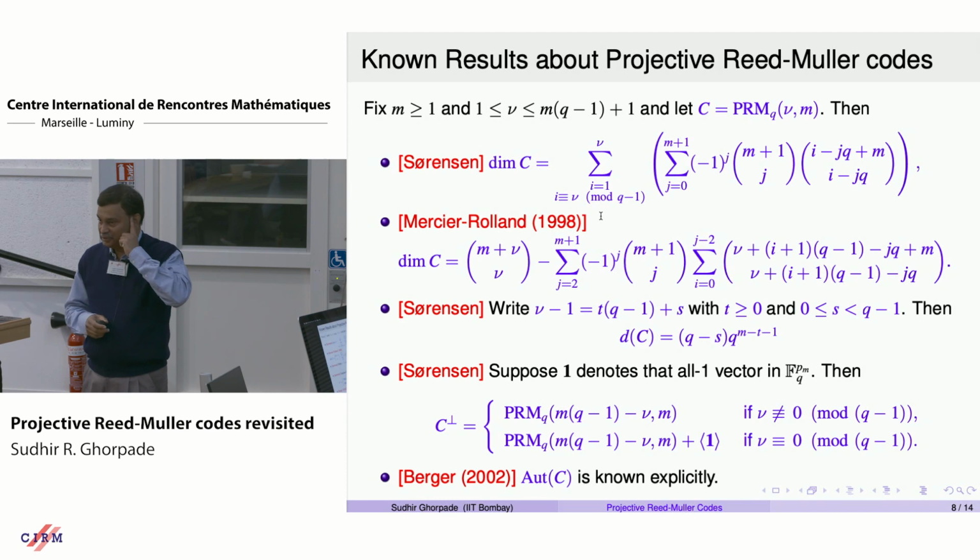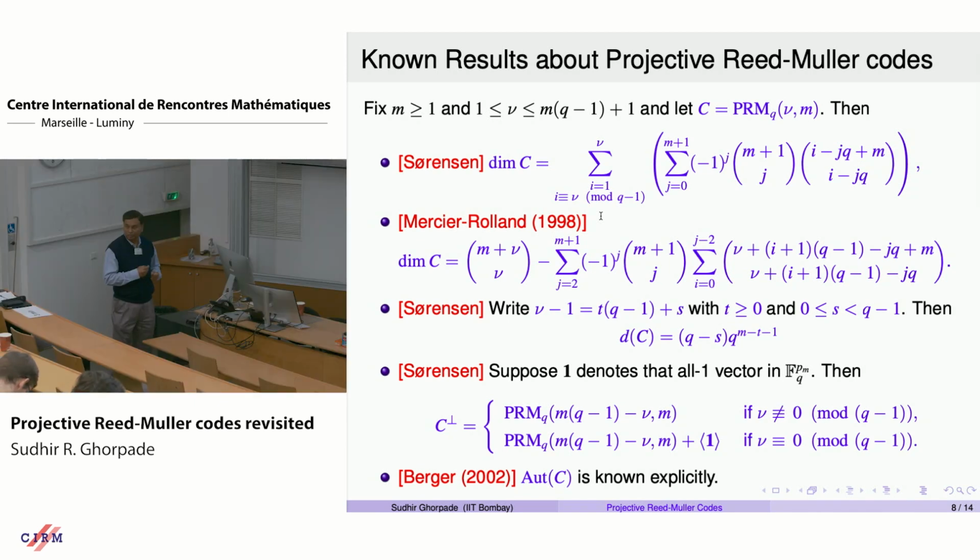What about the minimum distance? The minimum distance, now what you do, instead of nu, you look at nu minus 1. Again, do your division algorithm, write it as t times (q minus 1) plus s. And the minimum distance is given by (q minus s) times q to the power m minus t minus 1. You can check that if you look at the case when nu is less than or equal to q, this reduces to the previous formula. So this was done by Sorensen. So Sorensen actually not only solved Fassmann's conjecture, but looked at projective Reed Muller codes in general and gave this formula. Whereas Sayre and in fact Fassmann himself had restricted to nu less than or equal to q.